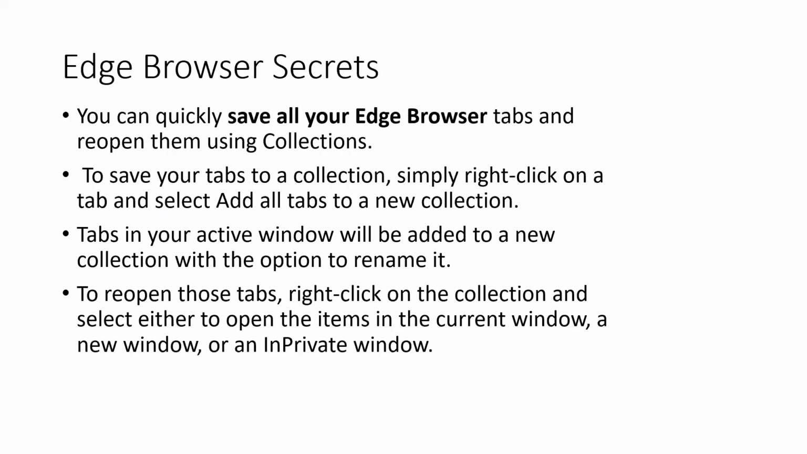You also can quickly save all your Edge browser tabs and reopen them using collections. To save your tabs to a collection, simply right-click on the tab and select Add All Tabs to a new collection. Tabs in your active window will be added to a new collection with the option to rename it. To reopen those tabs, right-click on the collection, and select either to open the items in the current window, a new window, or an InPrivate window.